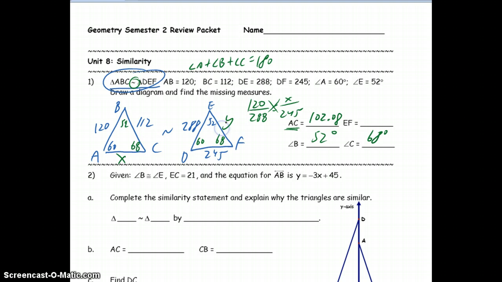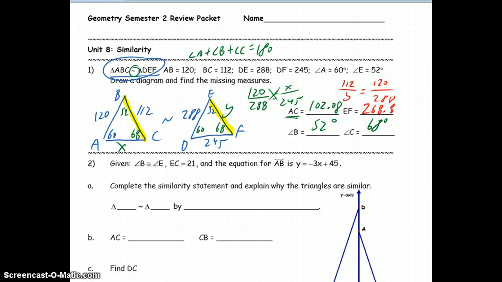And then we need to find EF. So how big is EF? Right, so that's all right. 112 and Y, and then 120 and 12. I got 268.8, and it didn't work out nicely, but we're cool with that. We'll check that in a little bit. Moving on.